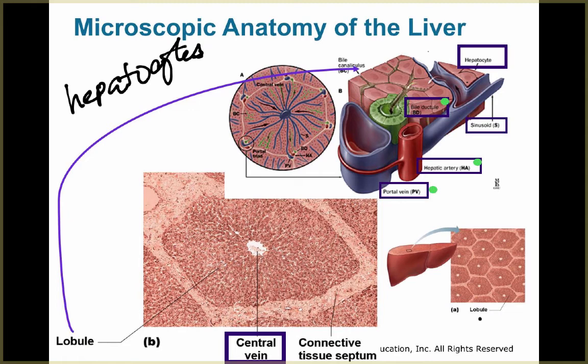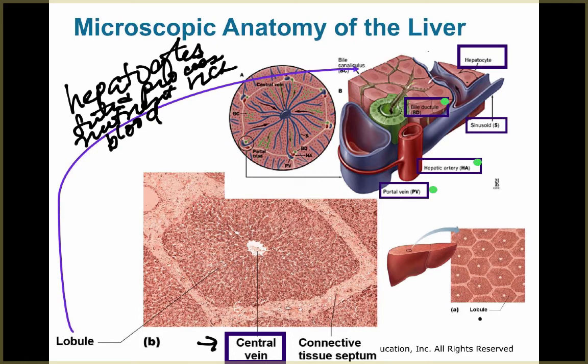Those cells help to filter and process nutrient-rich blood. You can see the central vein here, and that's located in this longitudinal axis.